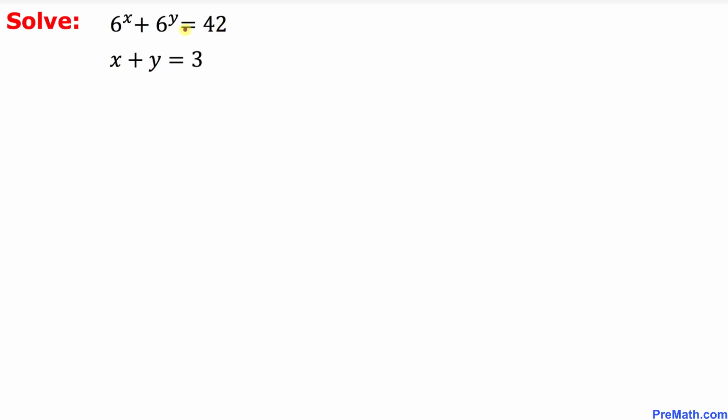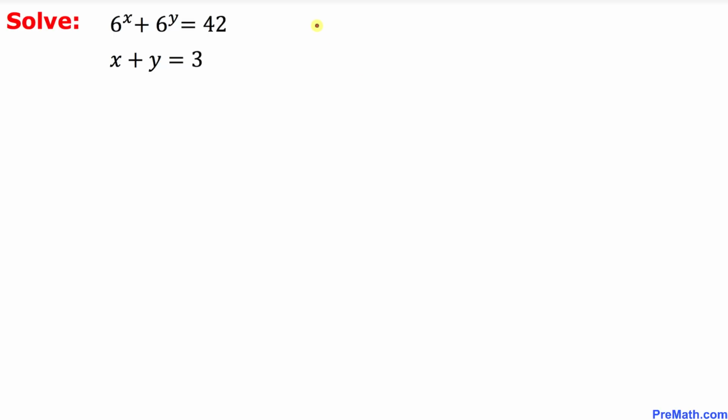In this video tutorial, we are going to solve this given system of two equations. And here are these two equations. 6 power x plus 6 power y equals 42. And our second equation is x plus y equals 3. So let's go ahead and get started with the solution.